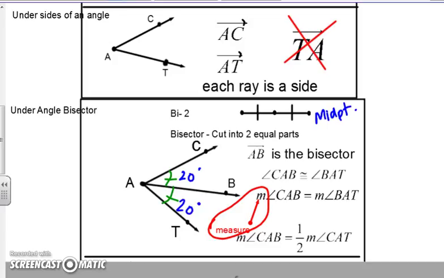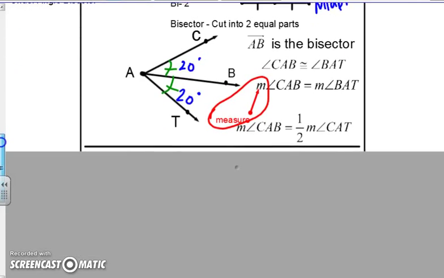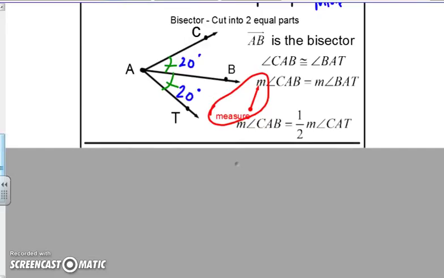And another way that you will see it is right here at the bottom, where it says that the measure of CAB, this little angle right here, is equal to half of the entire angle CAT. Half is 40, so the total angle would be 40, right? And angle CAB, which we know up here is 20 degrees, is half of whatever CAT is. So the measure of angle CAT was 40, and half of 40 gives me the 20.